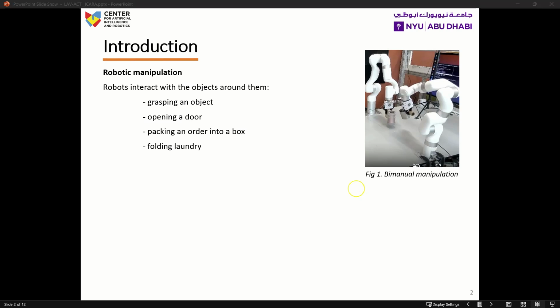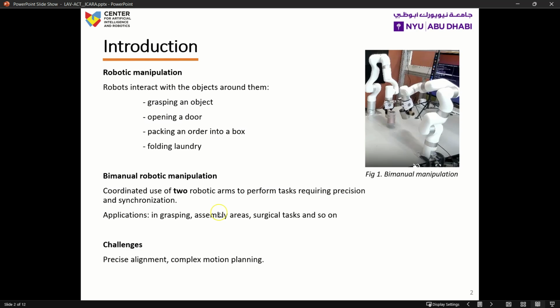So let's begin with simple definitions. Robotic manipulation basically refers to the interaction of robots with the physical world. This includes completing tasks such as grasping objects, opening doors, packing an order into the box, folding laundry, and so on. And many real-world tasks require the use of both hands. This is where bimanual robotic manipulation comes in. By coordinating two robotic arms, we can achieve precise and synchronized actions, which are crucial for applications in industrial assembly, surgical procedures, and complex object handling.